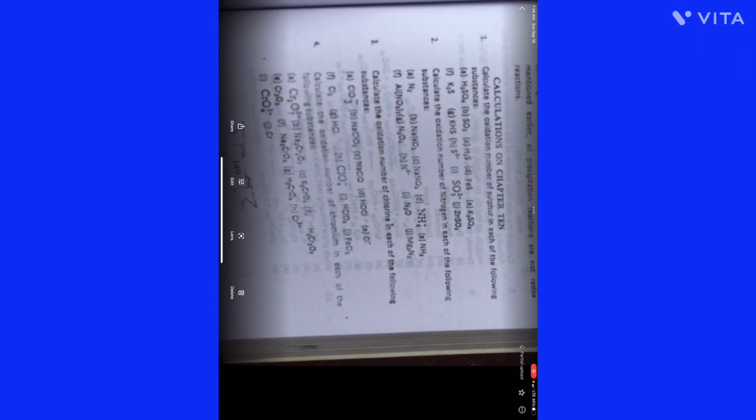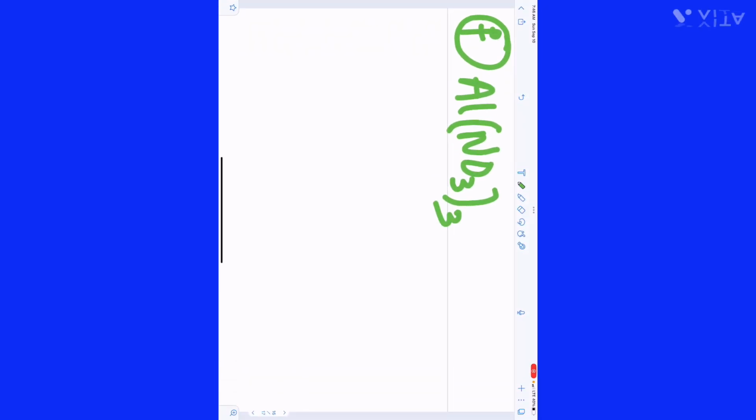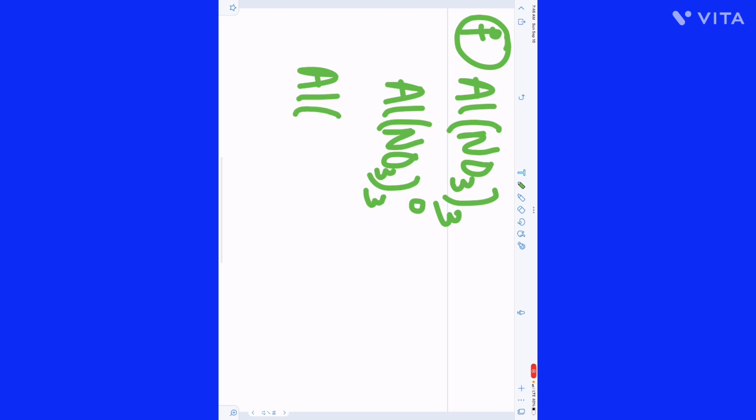Aluminium NO3 3. It should be 3. So here, there's no charge on the molecule, so we can write 0 on it. Al(NO3)3 with 0 means that the total charge of Al(NO3)3 is equal to 0. Now let's spread out the compound.